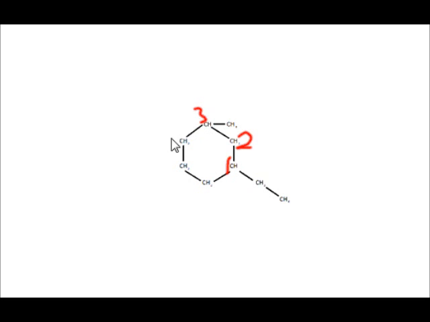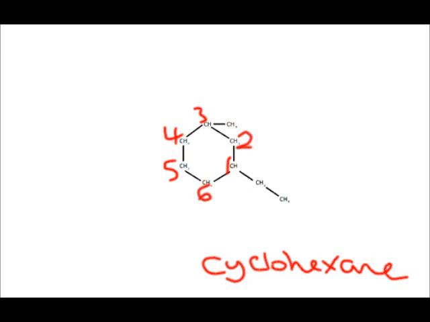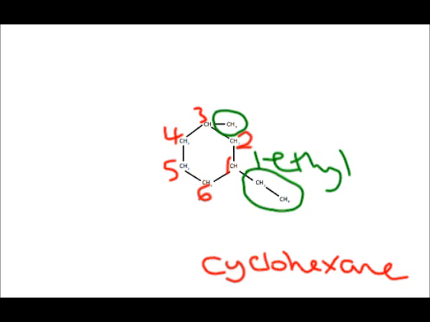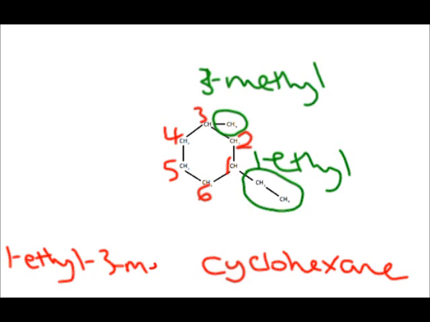So 1, 2, 3, 4, 5, 6 carbons in the ring. So this will be cyclohexane. And as you can see, we've got the ethyl on carbon 1, and we've got the methyl on carbon 3. So if we put all this together, again remembering to list alphabetically first, we've got 1-ethyl, 3-methyl cyclohexane.